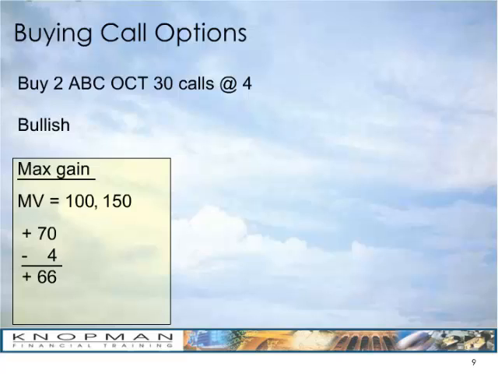Let's say the stock keeps going up. If it goes up to 150, well, we're definitely going to exercise and buy the stock for 30. So we buy it for 30. It's worth 150, so we make 120 bucks a share minus a $4 premium. So we're up $116. So what's our maximum gain when we buy call options? Our maximum gain is unlimited. No matter how high the stock goes, we're always going to exercise it, buy it for the strike price, and sell it in the market for whatever it's worth.